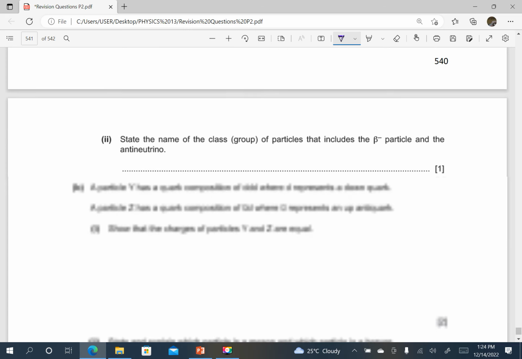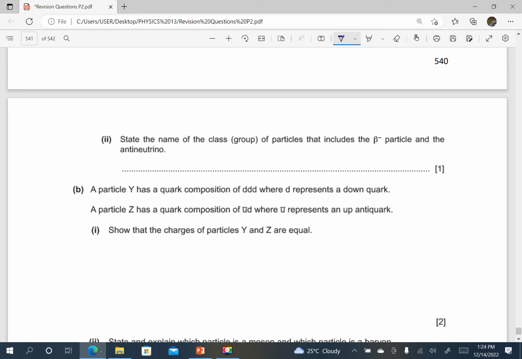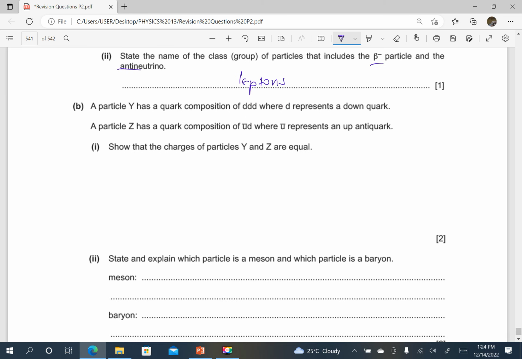That one is done. Off to the last page. State the name of the class or group of particles that include beta minus particle and the antineutrino. These are automatically leptons. A particle Y has a quark composition down, down, down. That is a hadron. D represents a down quark. A particle Z has a quark composition anti-up, down. That is a meson.